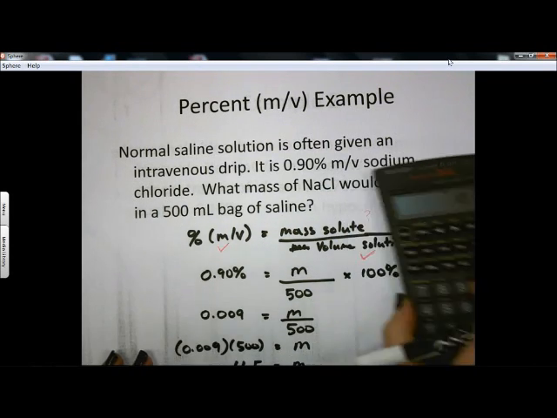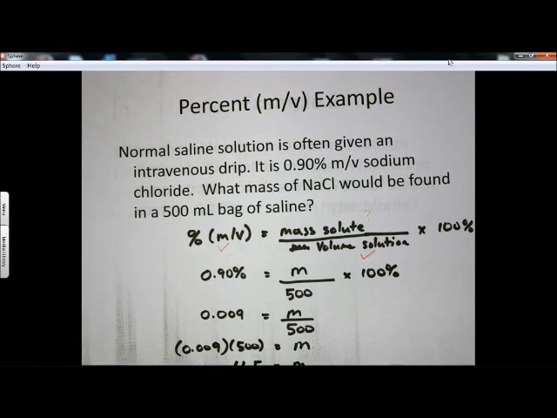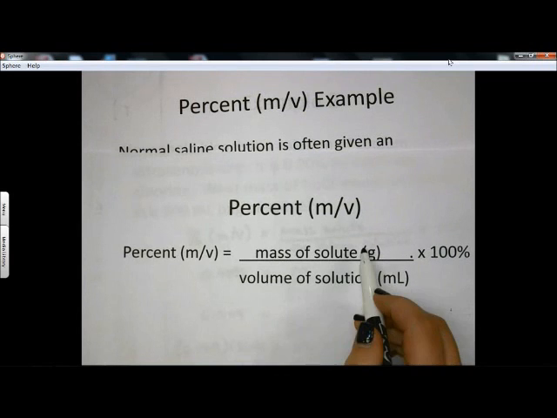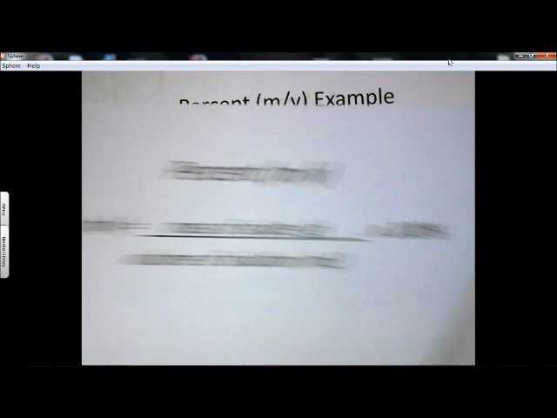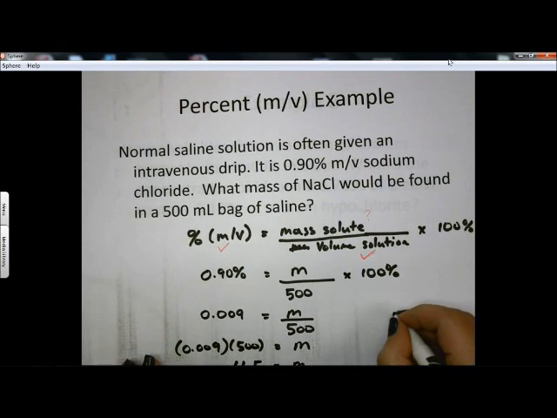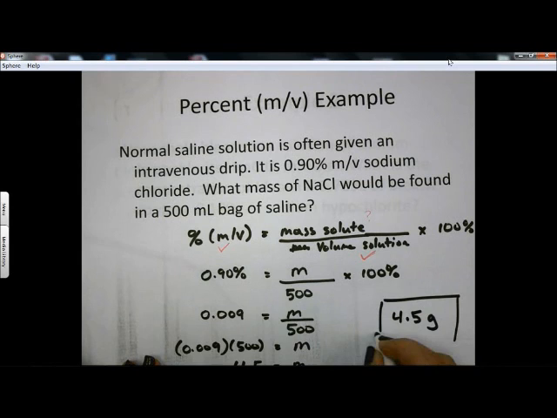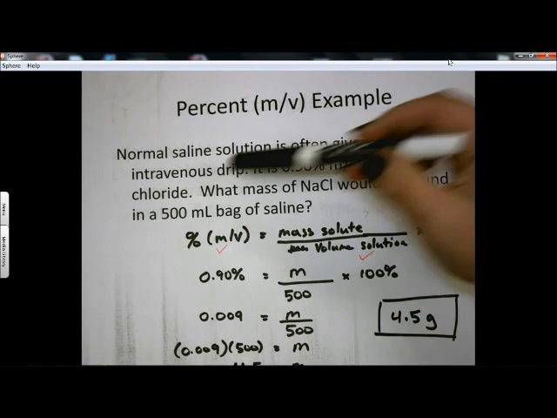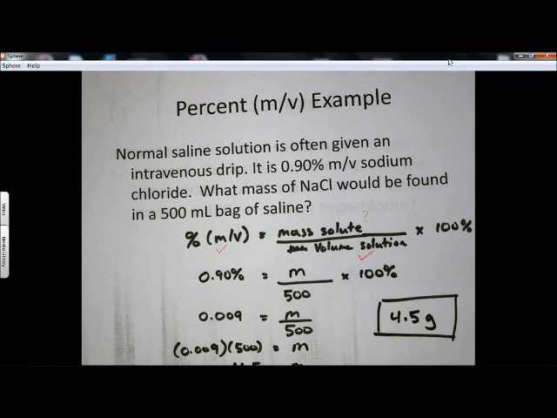So wait, how do I know what my units are? Well, if the volume of the solution was in milliliters, then my mass of my solute must be in grams. So my final answer to 2 significant digits is 4.5 grams. So the mass of NaCl that would be found in a 500 milliliter bag of saline is 4.5 grams.